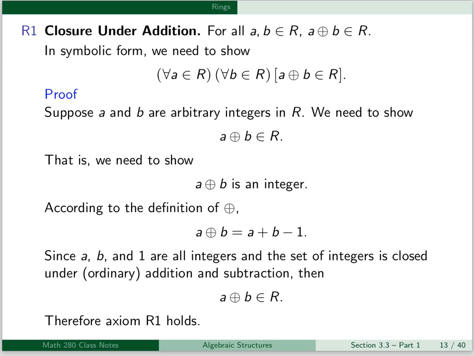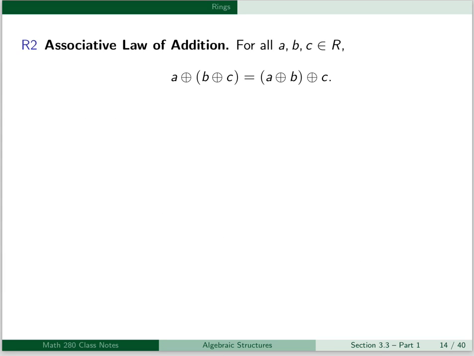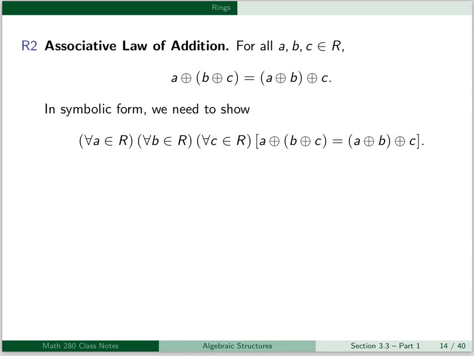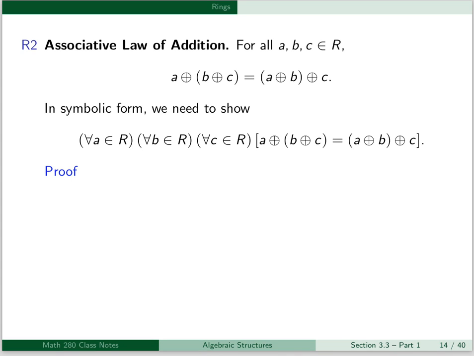Therefore, axiom R1 holds. For R2, the associative law of addition, we need to show for all A, B, C in R, A circle plus the quantity B circle plus C is equal to the quantity A circle plus B circle plus C. And this has the symbolic form shown. And for the proof, again, we have a universal statement, so we'll use a proof by arbitrary element.